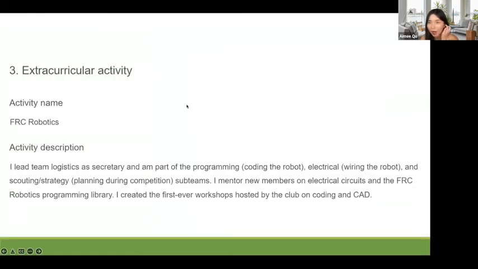Here it is expanded for the UC activity list.